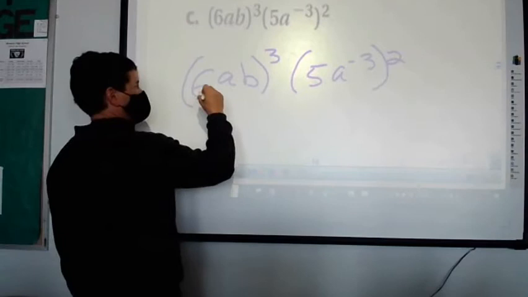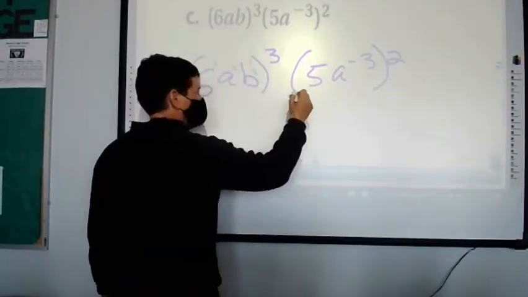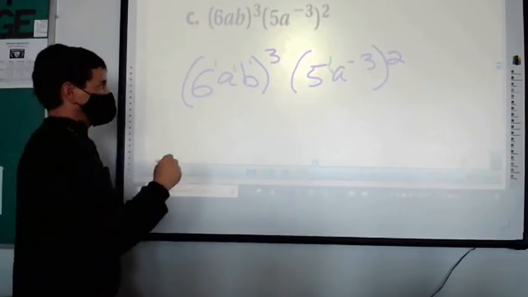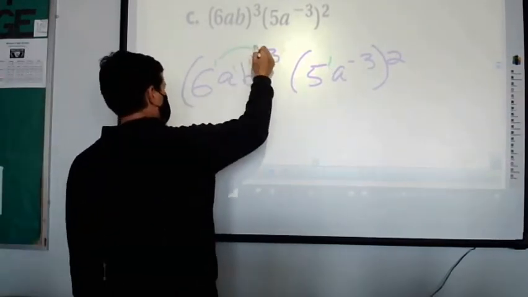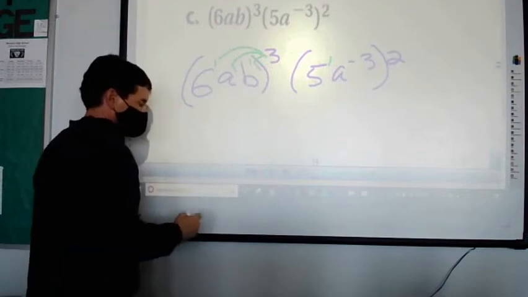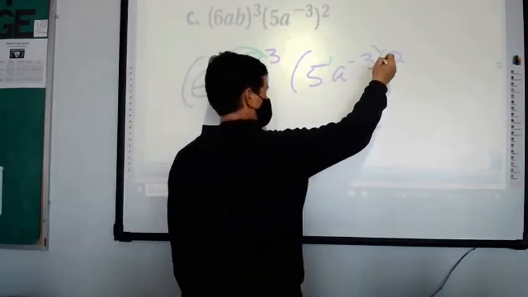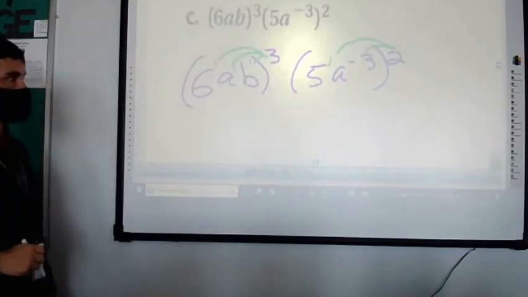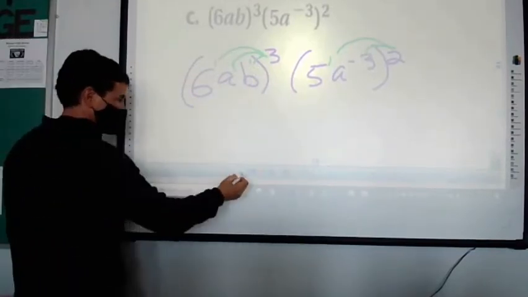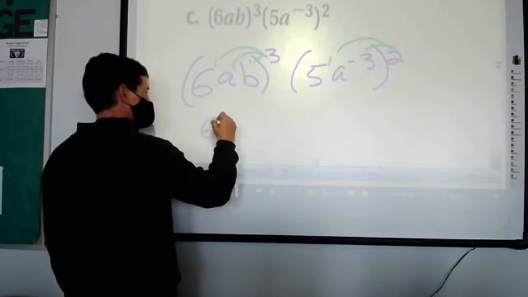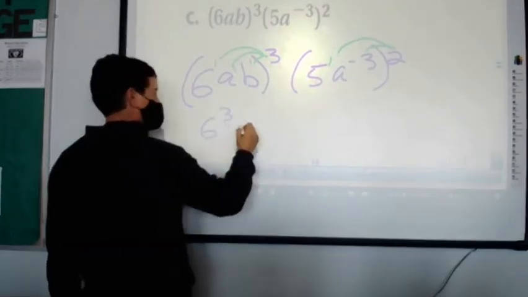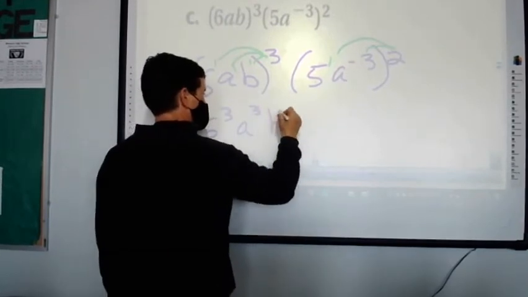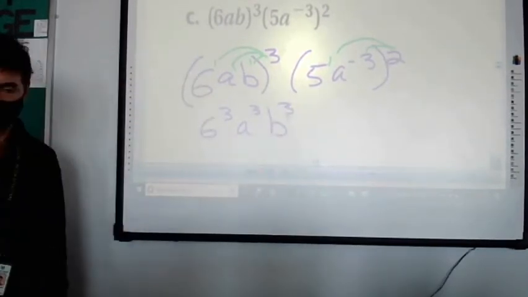So we're going to put the little ones where they go. And then distribute the exponents to all 3 parts in the first one, and both parts in the second. So we end up with 6 cubed, 6 to the 3rd power, a to the 3rd power, b to the 3rd power.